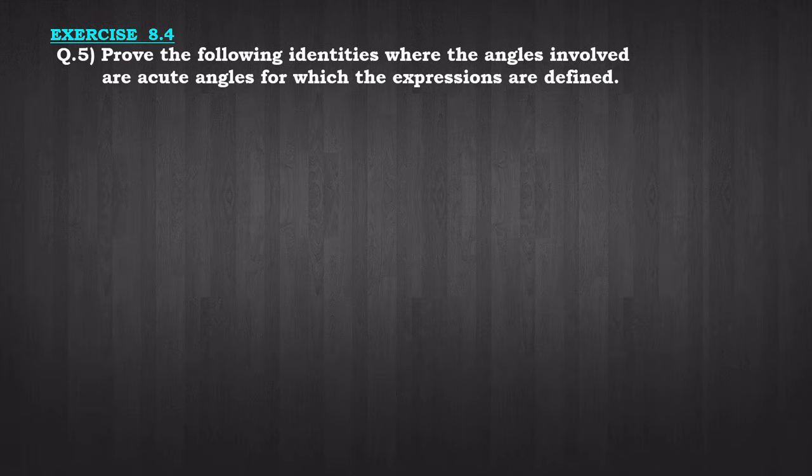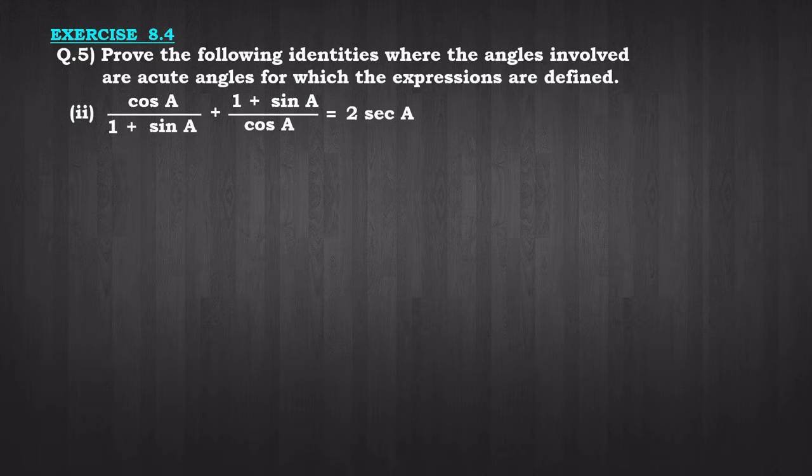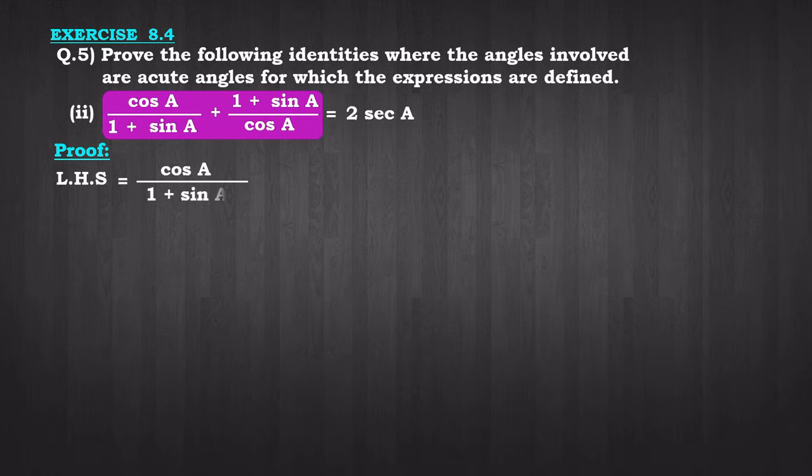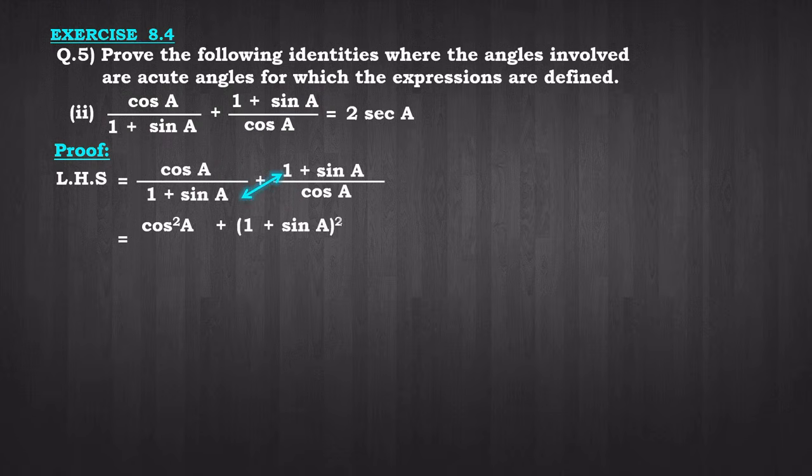Now, let us solve question 5, part 2, from exercise 8.4. The question asks us to prove that cosine A divided by (1 plus sine A), plus (1 plus sine A) divided by cosine A, is equal to 2 secant A. Let us start with the left-hand side. Take the LCM of the two fractions. The denominator becomes (1 plus sine A) multiplied by cosine A. The numerator becomes cosine squared A plus (1 plus sine A) the whole squared.